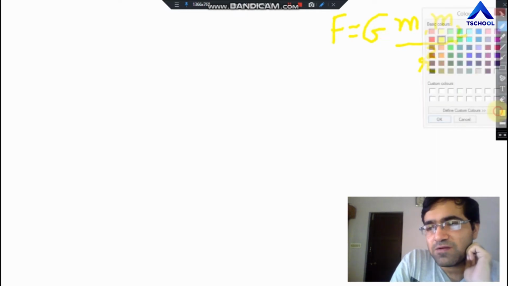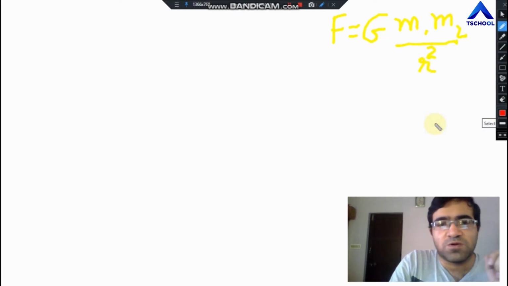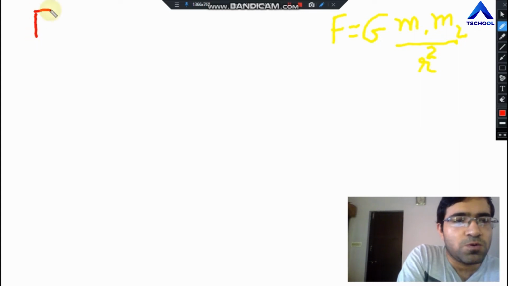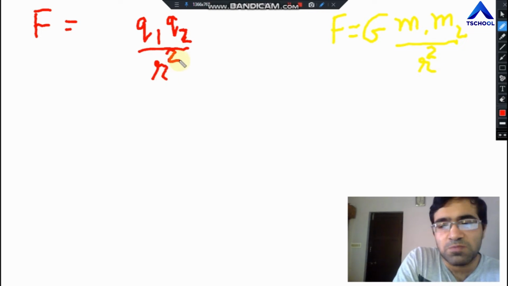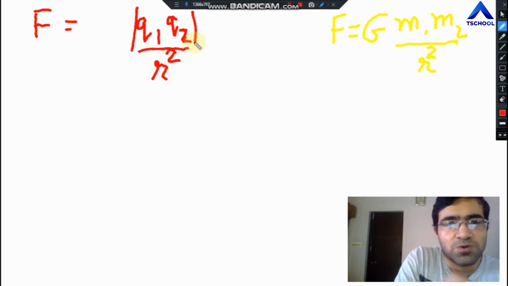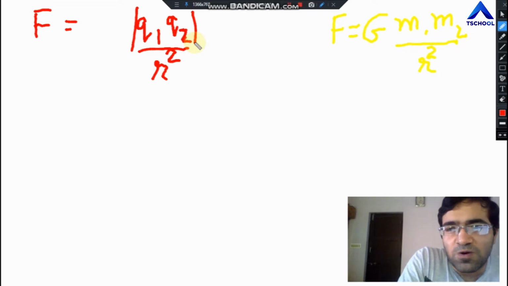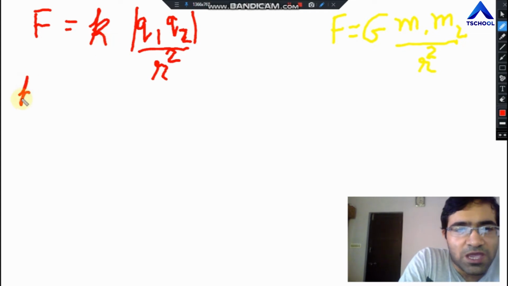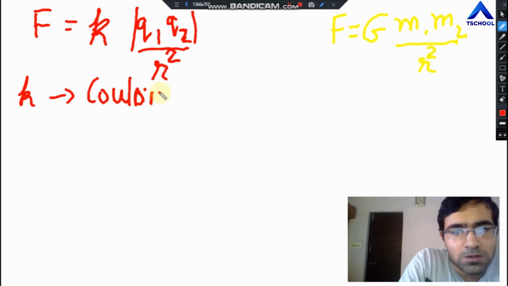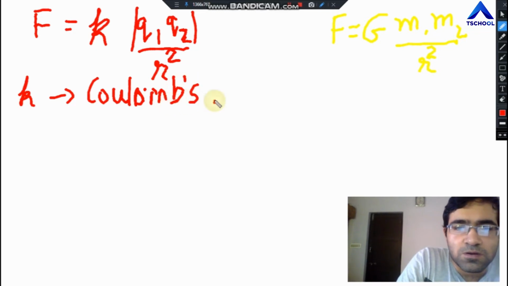Now just like that, for electric force or electrostatic force between 2 point charges, we write that the force is q1 into q2 divided by r square. Well, no surprises so far, and like I said, you should put these two in a modulus, and then I have to write a constant here, and that constant is k, right? This k is called the Coulomb's constant.